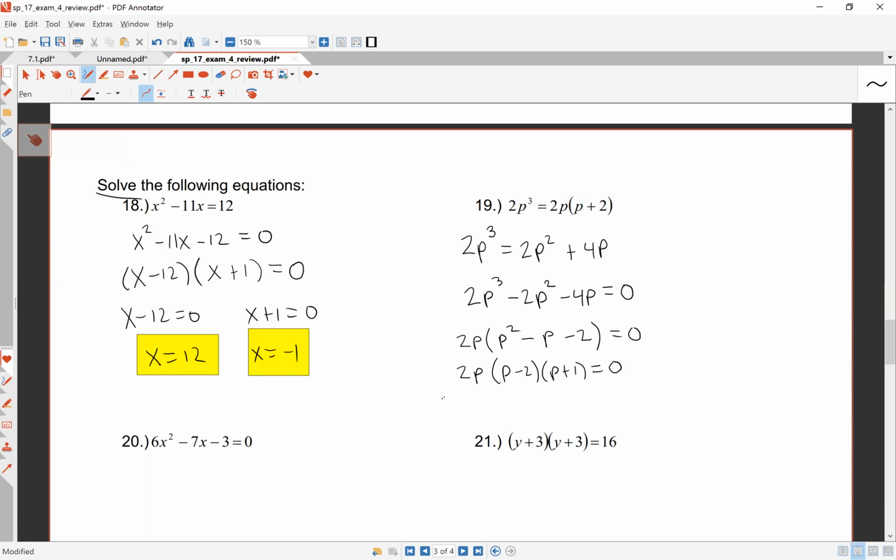Now we set each factor equal to 0. 2p equals 0, p minus 2 is 0, and p plus 1 is 0. If 2p is 0, we divide by 2, and we get p equals 0. You add 2 to both sides, and we get p equals 2. Subtract 1 from both sides, and get p equals negative 1.